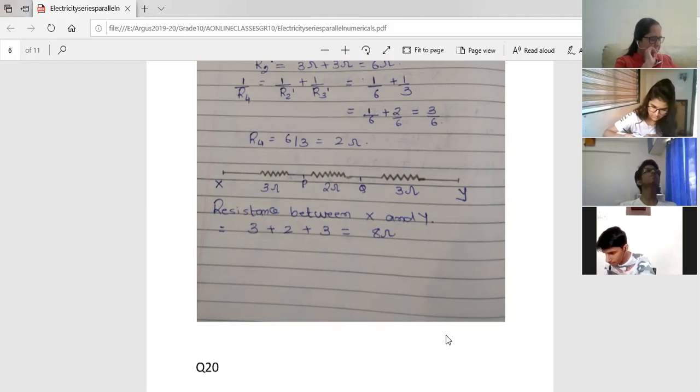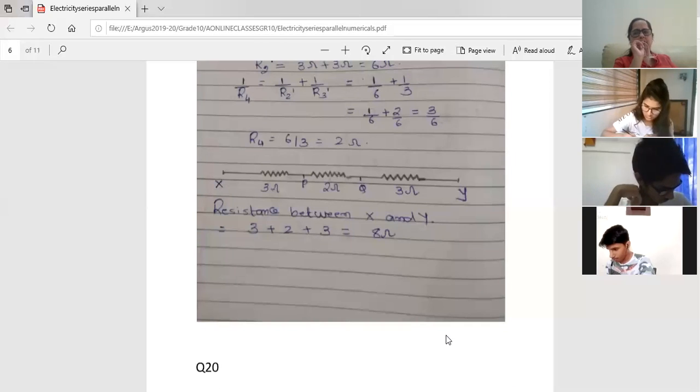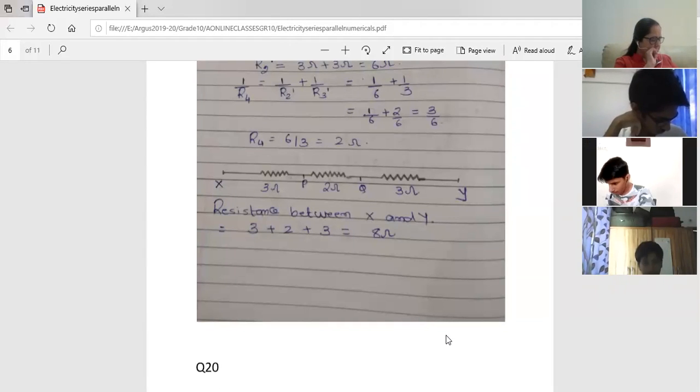Whoever is able to find the current, first you connect both the resistances in series. Come on, quickly. And find the current. The battery is 6 volt. Atharva, Usare, can you solve it? Acha, you can solve this one.